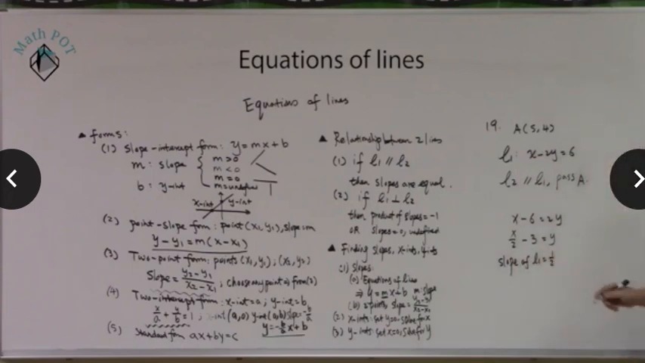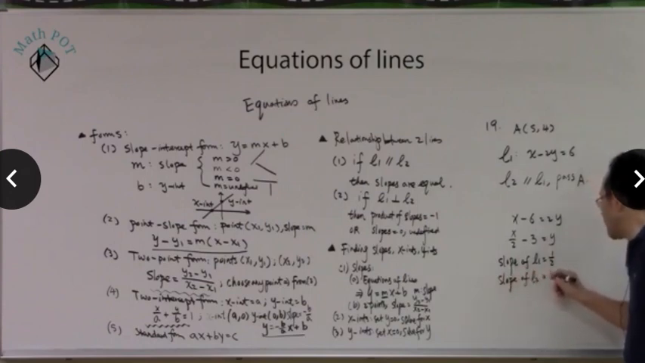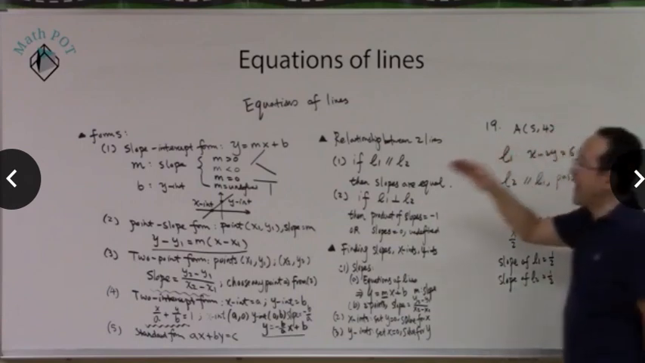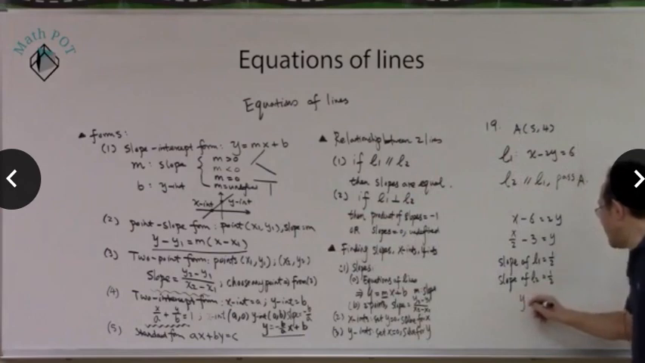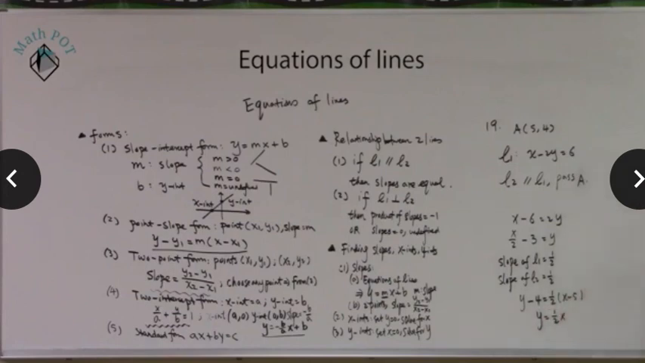Because they are parallel, the slope for the second line, L2, is also half. Once we figure the slope, we know the point. That's our point-slope form. The answer is y minus 4 equals half times x minus 5. Let's quickly simplify this to slope-intercept form. That's y equals half x minus 5 over 2 plus 8 over 2, which is plus 3 over 2. That is the answer for this problem.